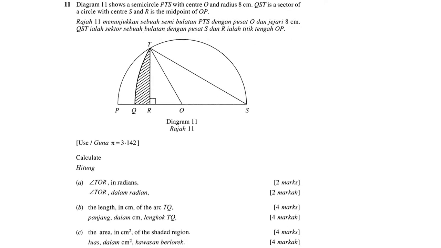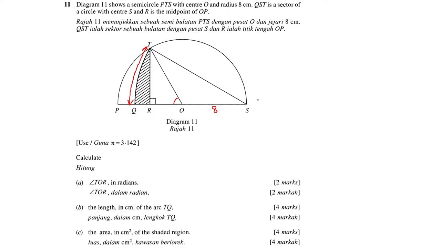SPM year 2014. Diagram 11 shows a semicircle PTS with the center O and the radius 8. QST is a sector of a circle with the center S. So by using pi equals to 3.142, first you want to find the angle of TOR in radian. Second, you want to find the length of arc TQ. Third, you want to find the area of the shaded region.